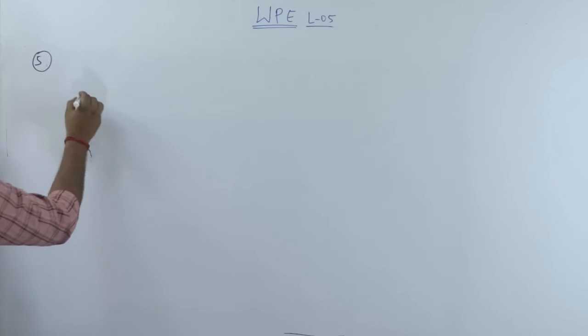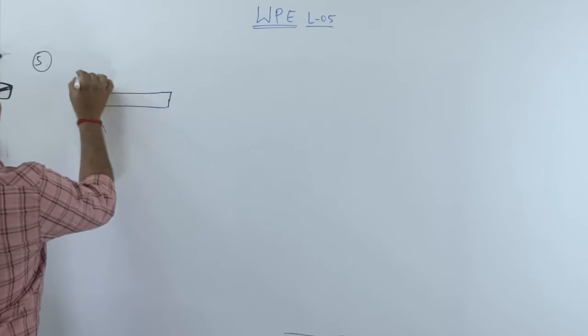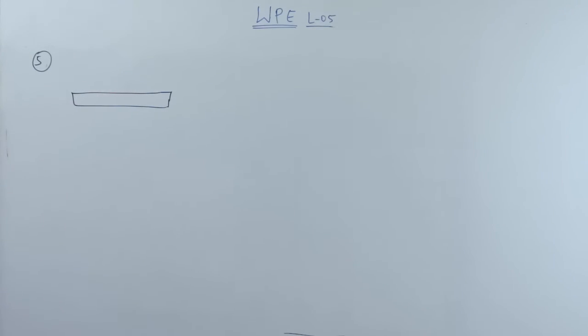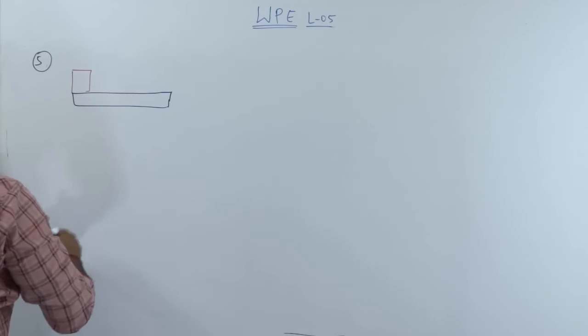Let us do one more question, number 5. Now let us suppose we have a plank, and a block is kept on this plank. Where is the red marker? It is here. Okay, let us place a block on this plank at this end, like this.